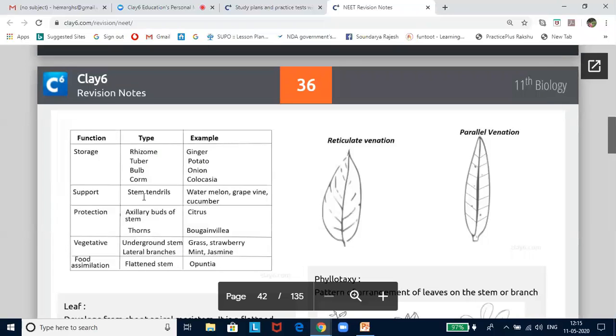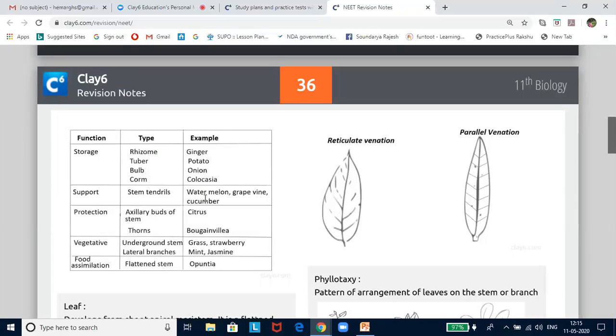Now, for support, stem tendrils. You find them in watermelon, grapevine, and cucumber. For protection, you might have seen the axillary buds of the stem get modified into thorns, as in citrus. If you have seen a lemon tree, you would find small thorn-like structures near the leaves. That is the modification of the stem. In bougainvillea also you will find it. So it is a modification of the stem.